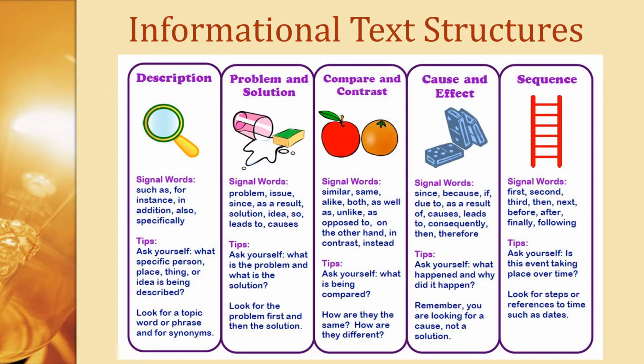And then another type of text is compare and contrast, where they are contrasting one thing to another. Another type of text is cause and effect, where we have something that causes something, and then the effects of what resulted from that cause. And then another type of text structure is sequential, where things go in a sequence, like first, second, or third.